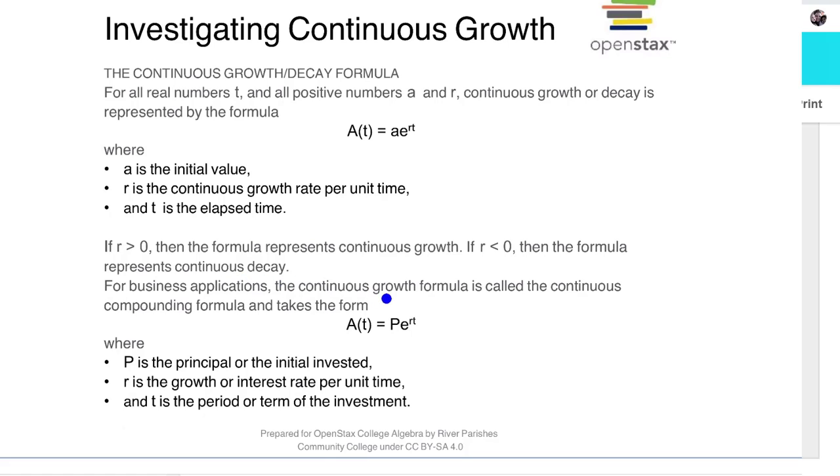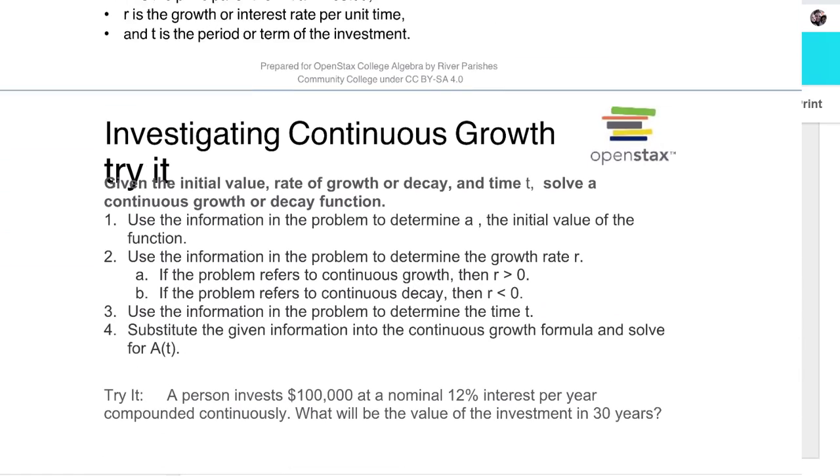So for business applications, the continuous growth formula is called the continuous compounding formula and takes this form. A of t equals P times e to the rt, where P is our A, our initial value, the principal. So let's look at an example.